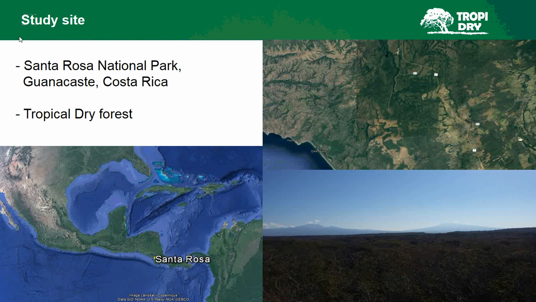So the study site is Santa Rosa National Park in Guanacaste, Costa Rica. It's a tropical dry forest. You can see on the bottom right, it gets a lot of albedo and the forest is pretty dense. It's pretty close to the ocean, so it receives lots of humid winds.